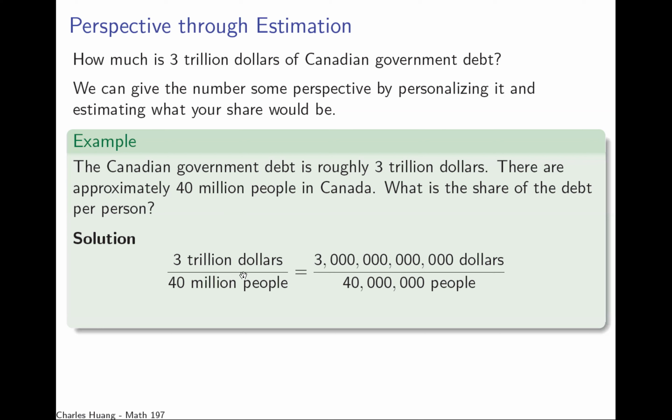So I can take $3 trillion divided by 40 million people, and we can find that it's roughly $75,000 per person. Wow, that's a lot of money that the government owes for us. So the day you become a Canadian, the government already owes $75,000 for you per person.